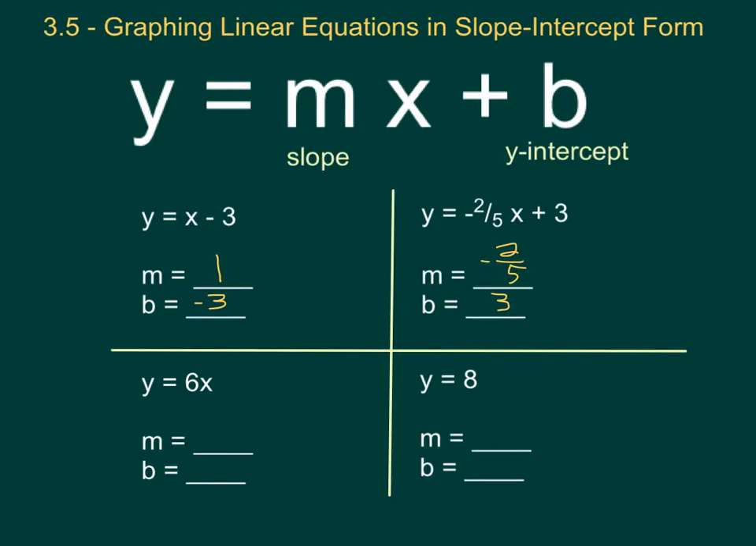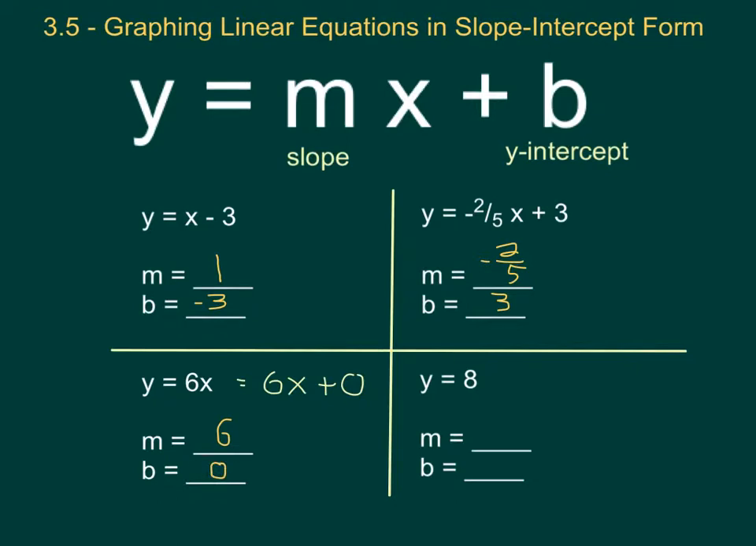Next example in the bottom left, y equals 6x. Well, this doesn't quite look like slope-intercept form. It seems to be missing the plus b. But I could really rewrite this as 6x plus 0. That's really what's happening there. I'm not adding anything onto the end that I can see, so I must be adding 0. Now it's pretty easy to spot that my slope would be 6, and my y-intercept would be 0.